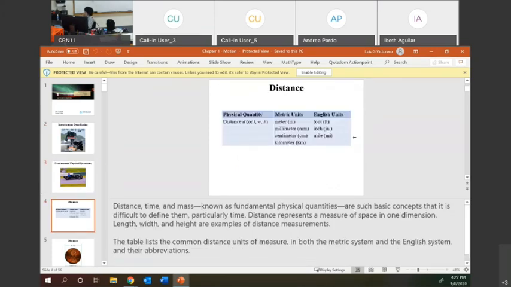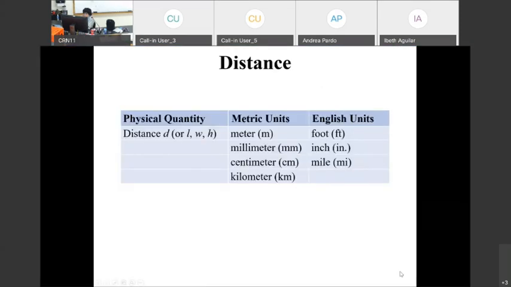So here, to measure distance, we label it as D, sometimes as L, in some cases as H, if you're talking about a free fall motion, for example. And as you know already, we measure it in meters. But there are other units with prefixes, like millimeters, centimeters, kilometers, and then in the Imperial English system, feet, inches, miles.